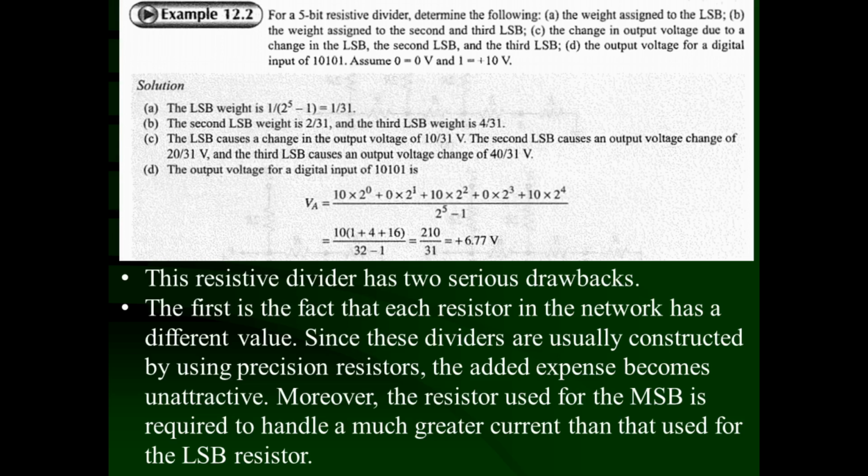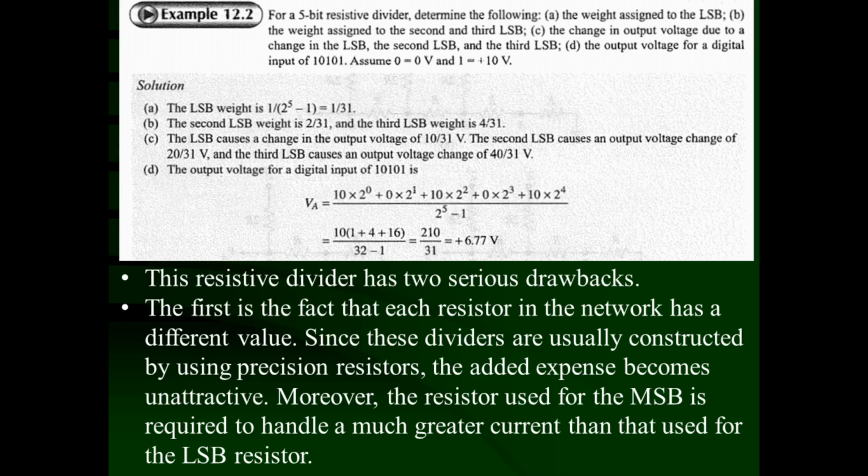This resistive divider has two serious drawbacks. The first is the fact that each resistor in the network has a different value. Since this divider is usually constructed using precise resistors, the added expense becomes unattractive. Moreover, the resistor used for the MSB is required to handle much greater current than that used for the LSB resistor.